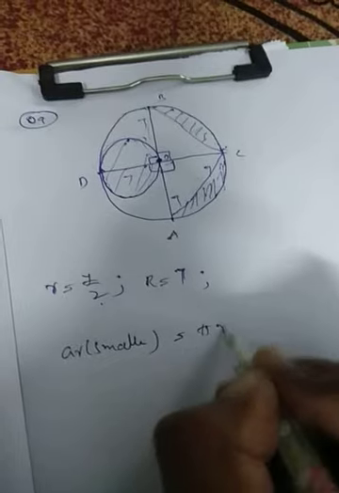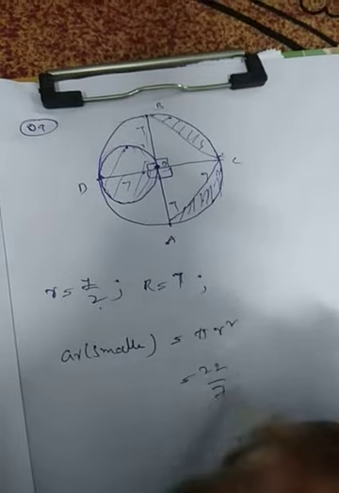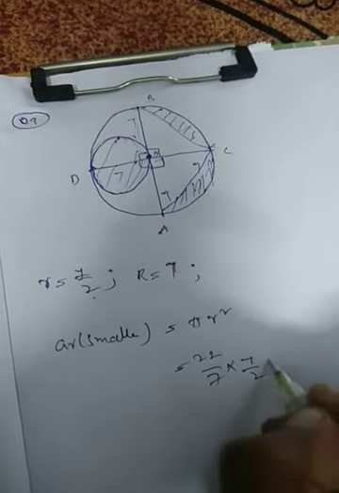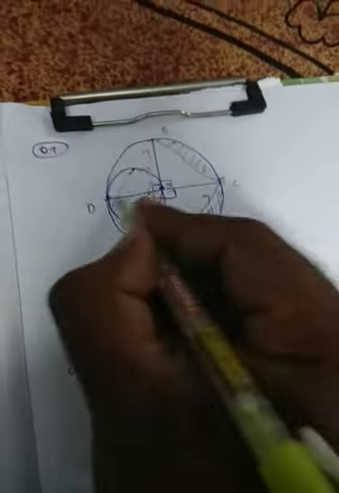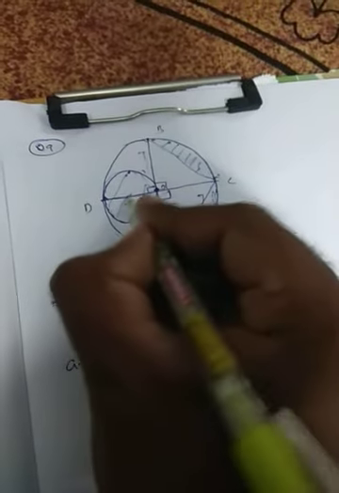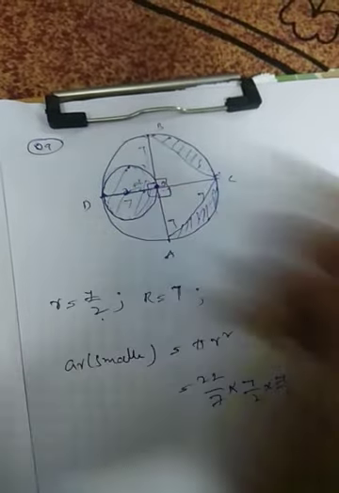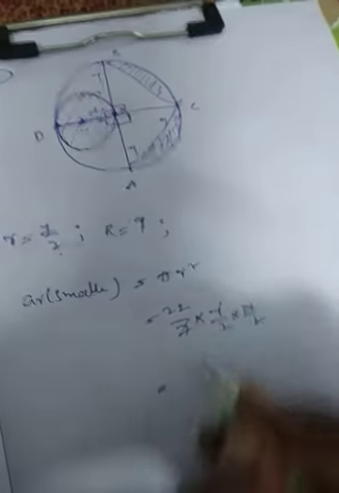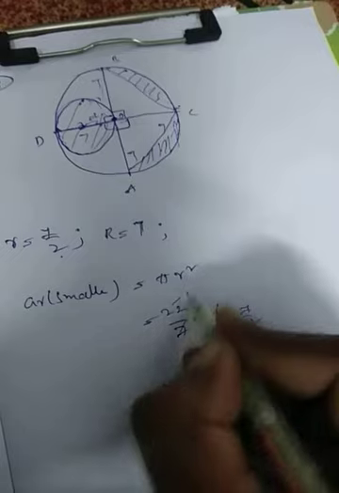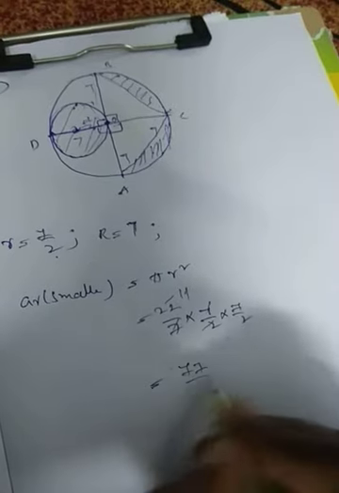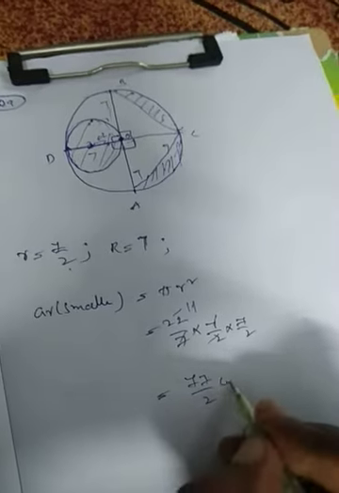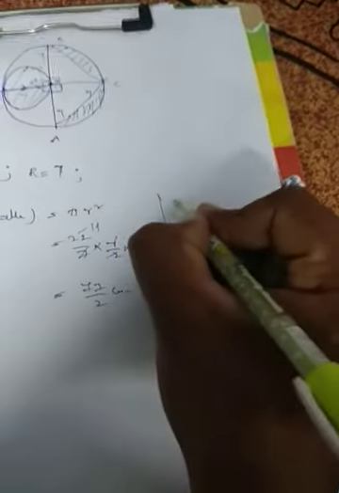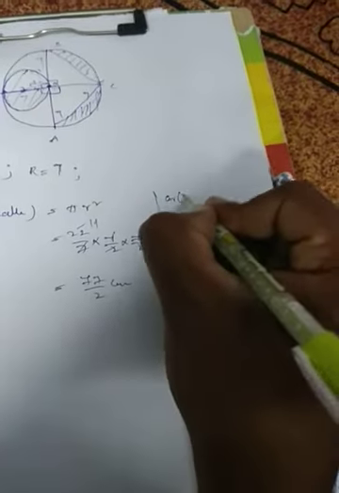Pi r squared. So 22/7 into radius 7/2 into 7/2. Look here, this is 7, so the radius of this one is 7/2. So 22/7, the 7 will be cancelled. 2 1s are 2, 2 11s are 22, so this will become 77/2 centimeter square.